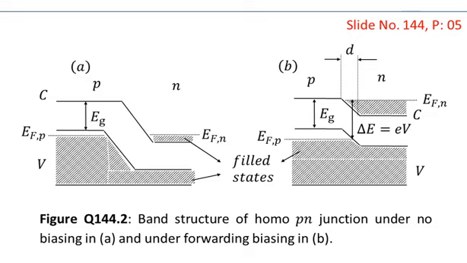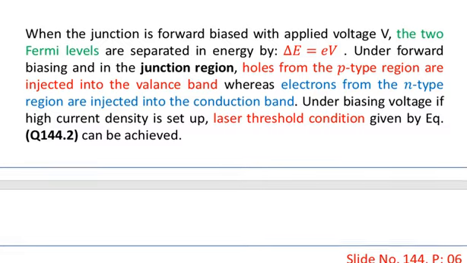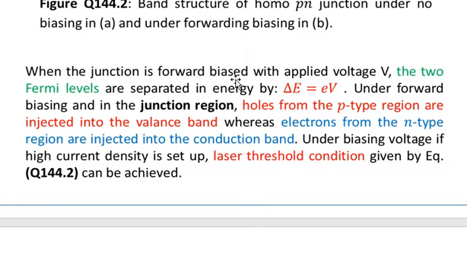I have also explained part B, but now we go through some paragraphs about part B. When the junction is forward biased with the applied voltage V, the two Fermi levels are separated in energy by delta E is equal to eV, where V is the applied voltage. Under forward biasing, in the junction region, holes from the p-type region are injected into the valence band, whereas electrons from the n-type region are injected into the conduction band.